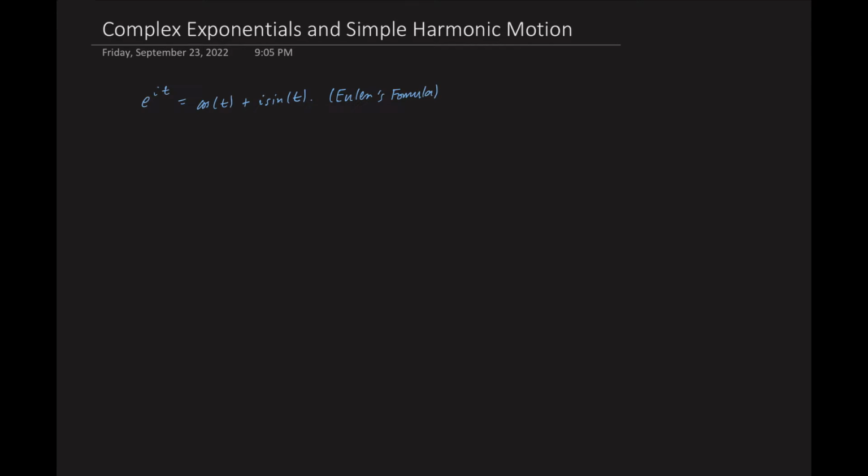Part of this formula, when t equals pi, gives e to the i pi equals cosine pi plus i sine pi. And sine pi is 0, cosine pi is -1, so this is -1. So an identity that we get is e to the i pi plus 1 equals 0. And this is Euler's identity.